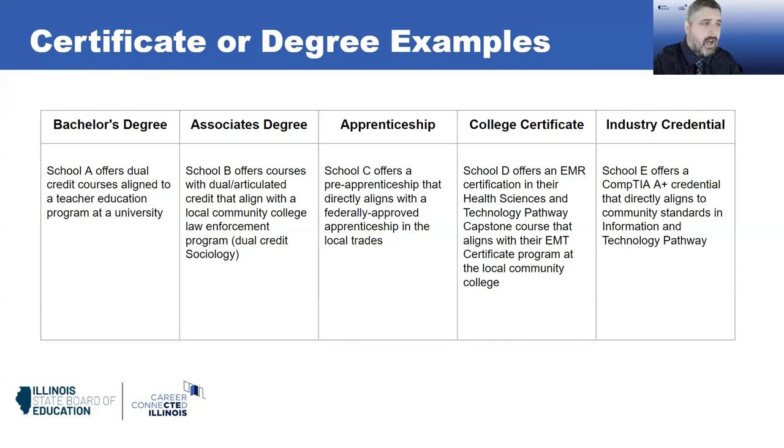You'll notice it says School B offers courses with dual and articulated credit that align with a local community college law enforcement program with dual credit sociology. We're going to have a few examples that talk about this, but that sociology course should have work-related activities and be specifically geared, in that case, to the law enforcement career field. And so that will come up in a few other examples as you see that example pop up.